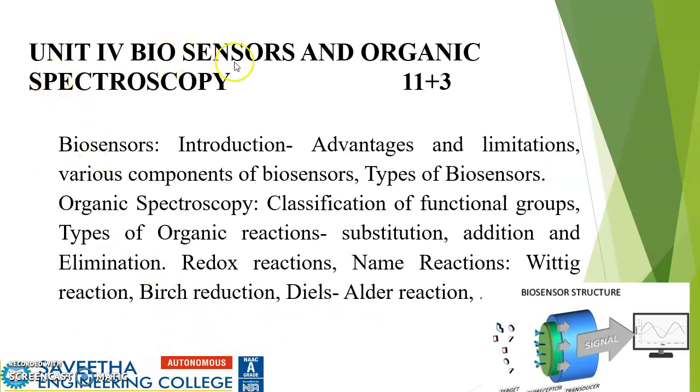The fourth unit deals with biosensors and organic spectroscopy. Nowadays we have the glucometer, BP apparatus, and many other sensors to test many things. So you'll be studying types of biosensors and basic organic chemistry and organic spectroscopy, like functional groups, and we'll also be dealing with some reactions like substitution, addition, elimination, redox reactions, and named reactions, Wittig, Birch, and Diels-Alder reaction.